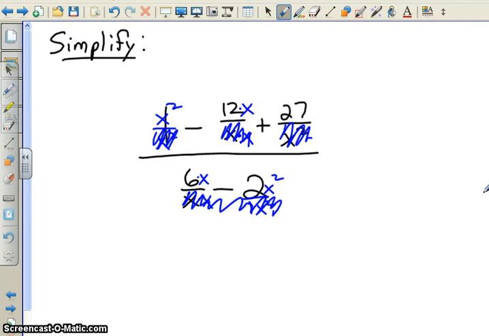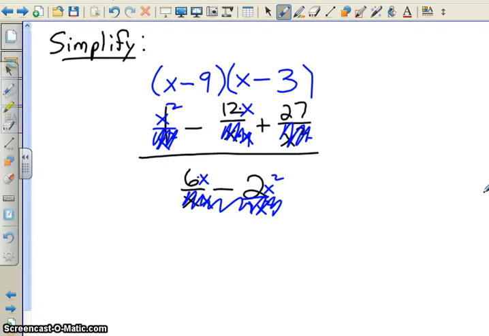And now we just have to factor. x squared minus 12x plus 27. This is going to unfoil into x and x. Minus plus always goes minus minus in the parentheses. And numbers that times to 27 and add to 12 would be 9 and 3.